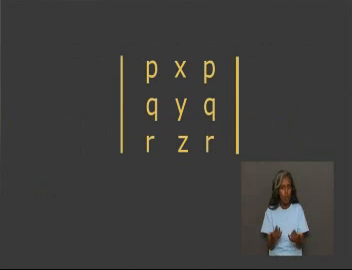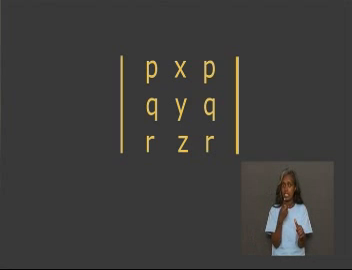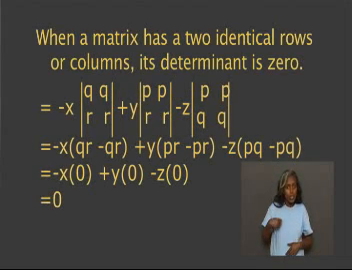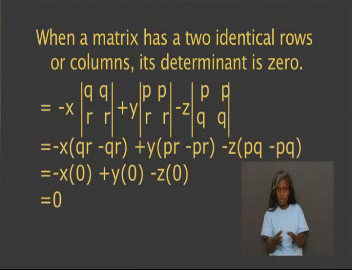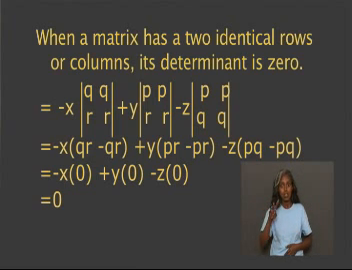Now, let us try our hand at this matrix. There are no zeros this time, but you can see that the first and third columns are the same. When we find the minors and apply them properly, we find that again our determinant is equal to 0. Therefore, a matrix with 2 identical rows or columns must be equal to 0 as well.